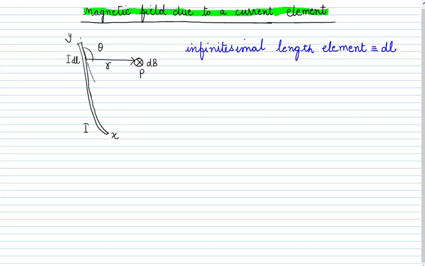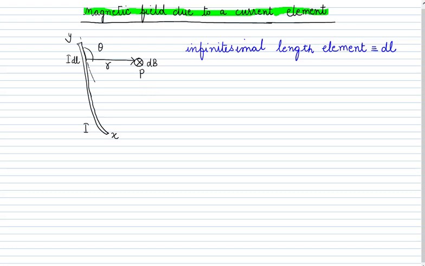distance small r. And since this magnetic field is due to a small length element, we are calling this magnetic field dB. Then we can take the small length elements and add up, and adding the small dB will give the total magnetic field B. So first of all, we are calculating dB, and then we'll move to B.